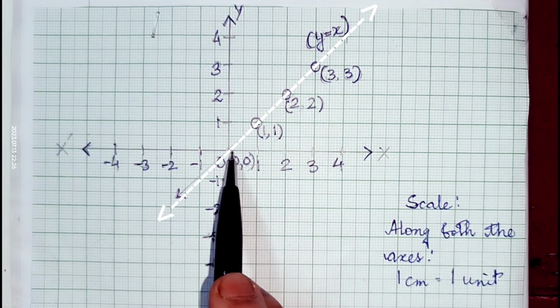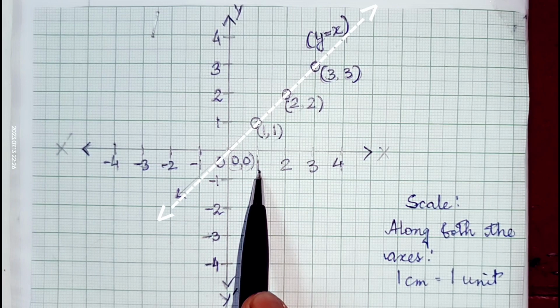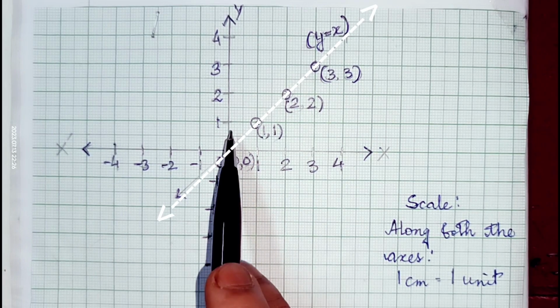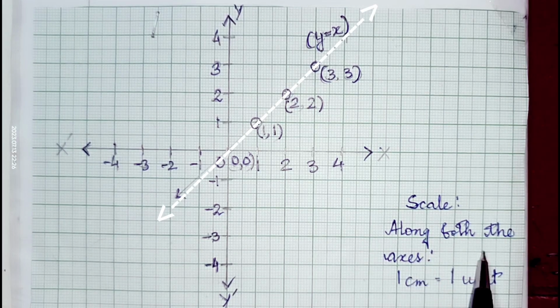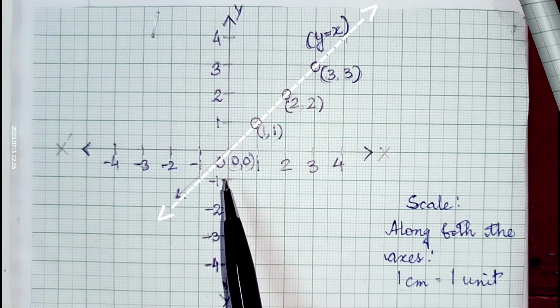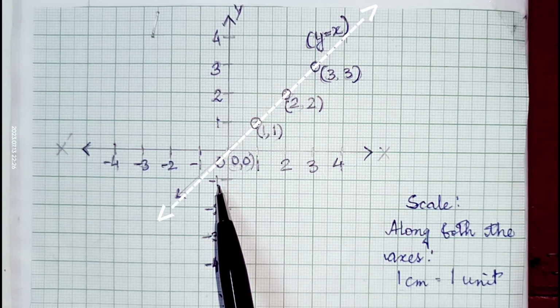Along x-axis 1 centimeter length we are considering 1. Along y-axis also 1 centimeter length we are considering 1. So we have written along both the axes 1 centimeter equal to 1 unit. So this is the required graph of question number 1.